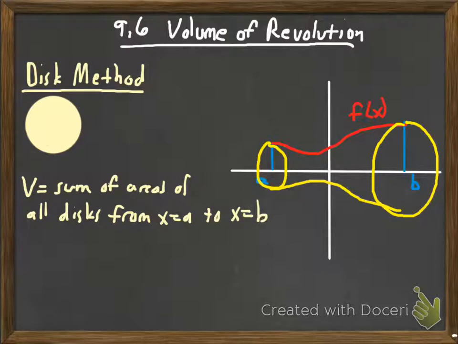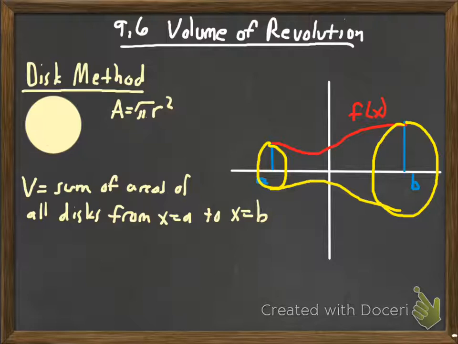Alright, now, if we're going to find the sum of the areas of all the disks from x equals a to x equals b, we've got to be able to find the area of each disk. And this is using something that you know very well. To find the area of a disk or a circle, you use pi times the radius squared, don't you? Alright, so we're going to use pi times the radius squared. Now, here's where we need to involve our function a little bit. When we're looking at each of the disks going all the way from left to right, they're going to be different sizes, aren't they?